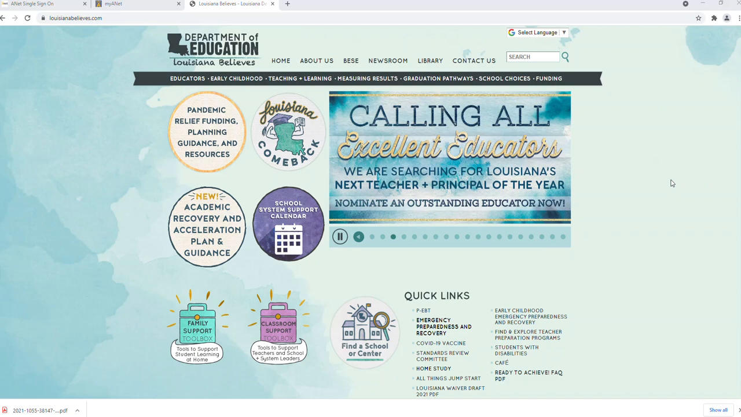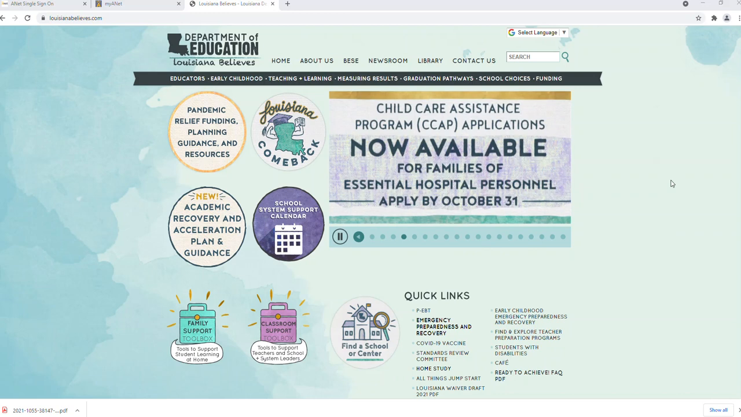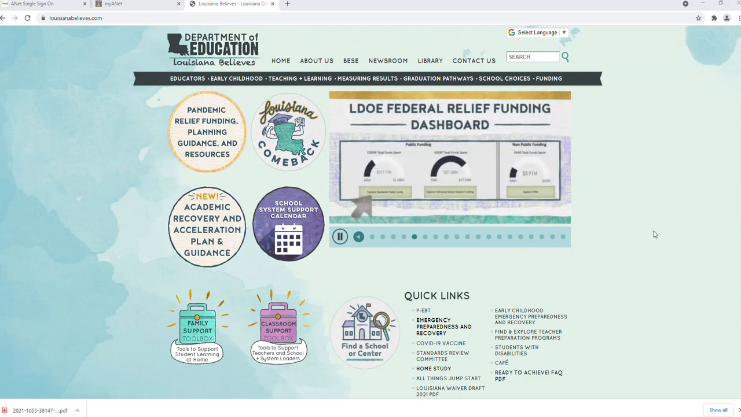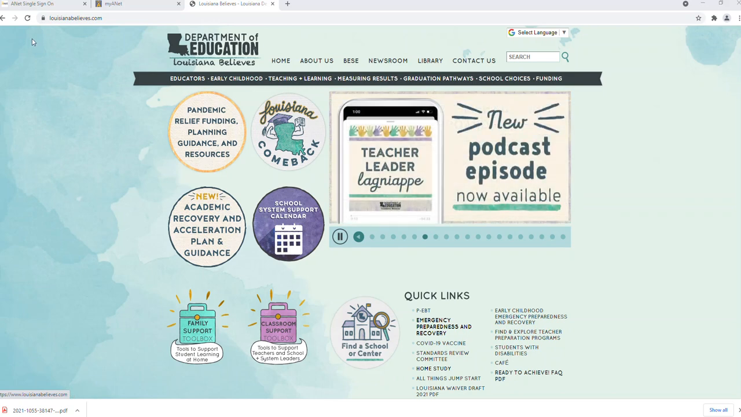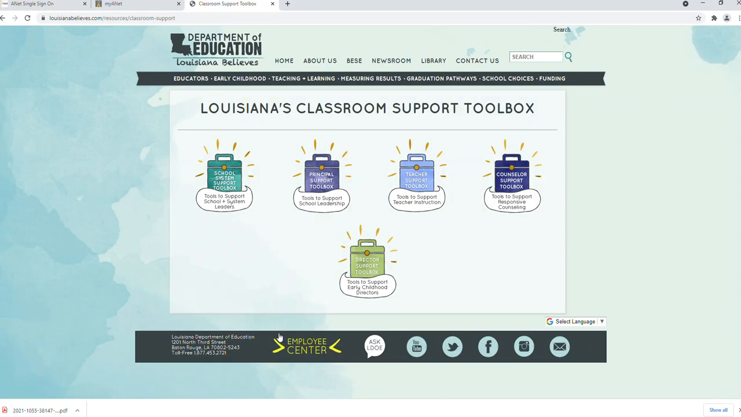Okay, I'm going to the Louisiana Department of Education, and your math coach can probably show you where in the curriculum this information is located. But for us, the quickest way for me to get there is to go to LouisianaBelieves.com, and you see where it says Classroom Support. Click on Classroom Support, and then you see where it says Teacher Support Toolbox.